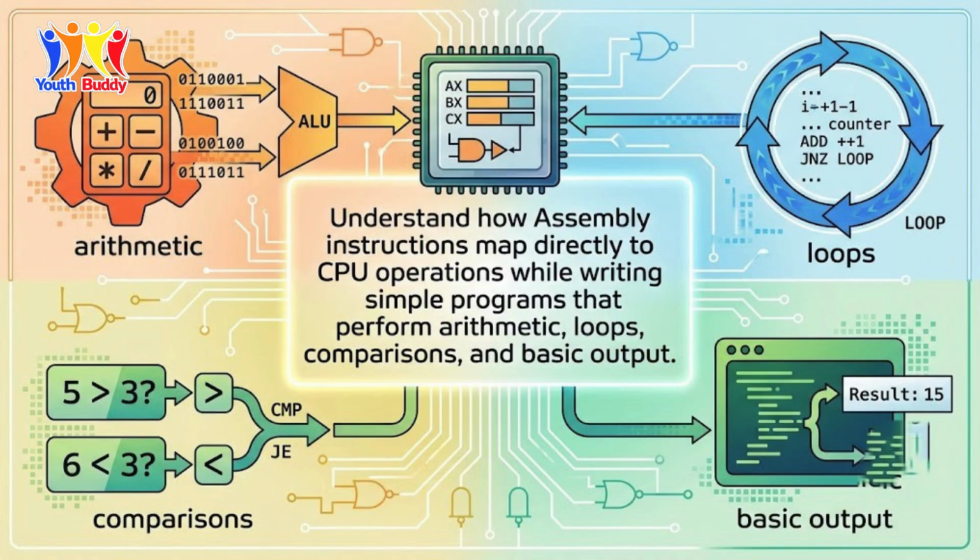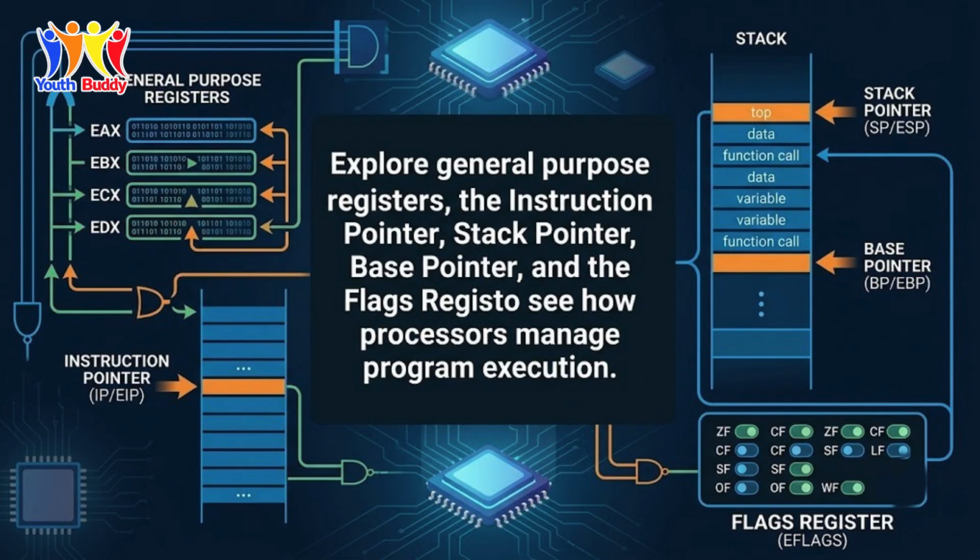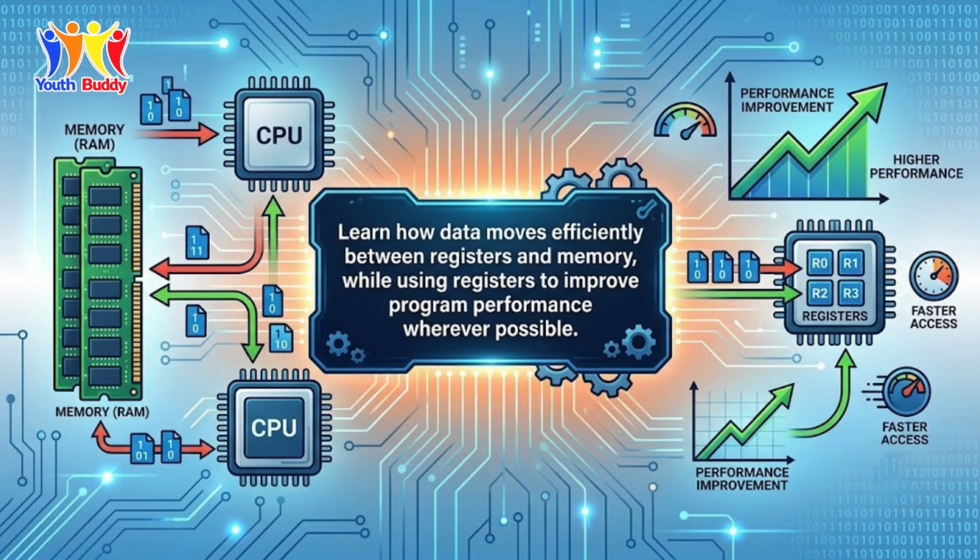and basic output. Continue by exploring general-purpose registers, the instruction pointer, stack pointer, base pointer, and the flags register to see how processors manage program execution. Learn how data moves efficiently between registers and memory while using registers to improve program performance wherever possible.